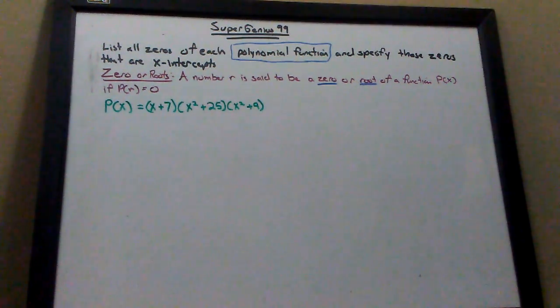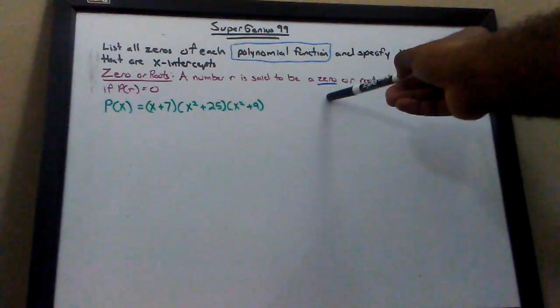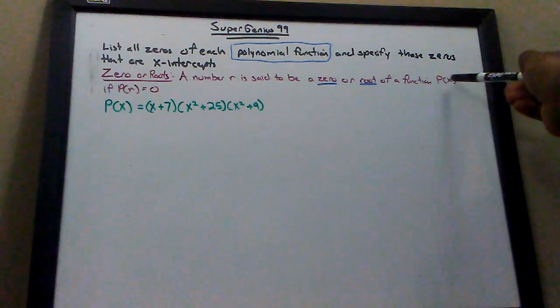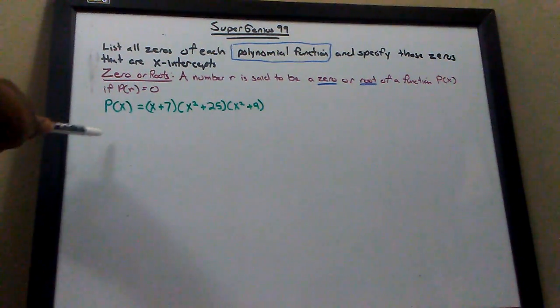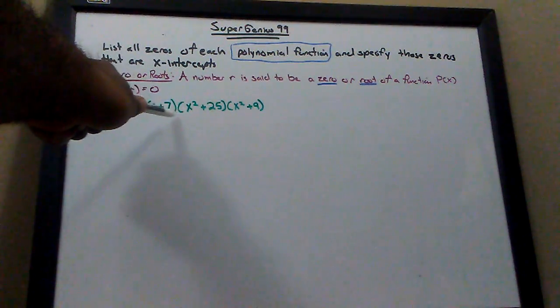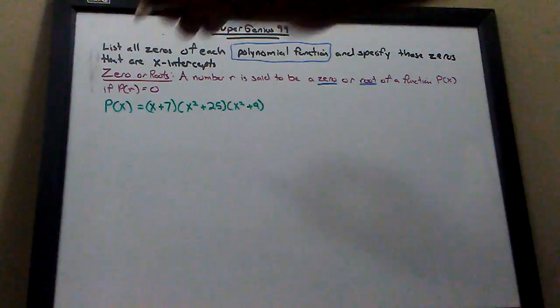Okay. And here's the definition of zeros. Zero, or root: a number r is said to be a zero or a root of function p of x if p of r equals 0. Okay. So let's look at the first one. P of x equals (x plus 7)(x squared plus 25)(x squared plus 9). Okay, so what you do is take each one of those parentheses and set them equal to 0. So let's start with the first one, x plus 7. Let's set that equal to 0.